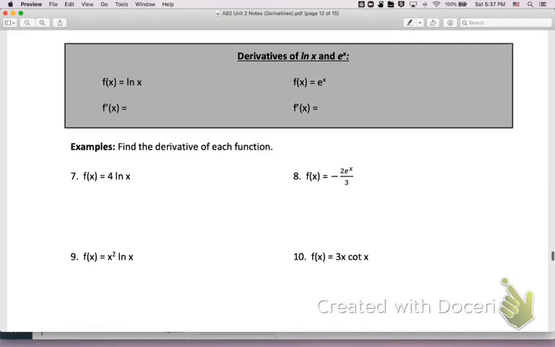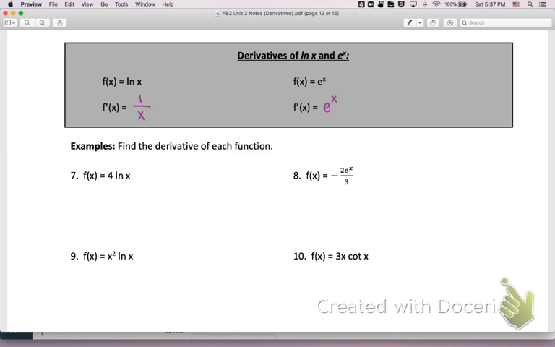Now, the derivatives of natural log of x and e to the x, same thing. These have all been proven using the limit definition. The rule is that the derivative of the natural log of x is 1 over x. And then e to the x is a really interesting function because it turns out that the slope of the tangent line at any value on the graph of e to the x is exactly equal to the function value for any x value at e to the x. The derivative of e to the x is itself, e to the x. And that's just kind of a weird thing, but that's how it works.